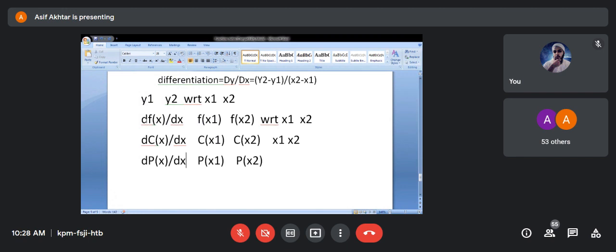The moment I want to calculate the differentiation of the function f(x), the differentiation will become df by dx. If this is the cost, this is dc by dx. If this is the profit, we call it dp by dx. This is how we write the differentiation. Wherever df by dx is written, it is an indication that we are doing the differentiation. That is the symbol of doing it.